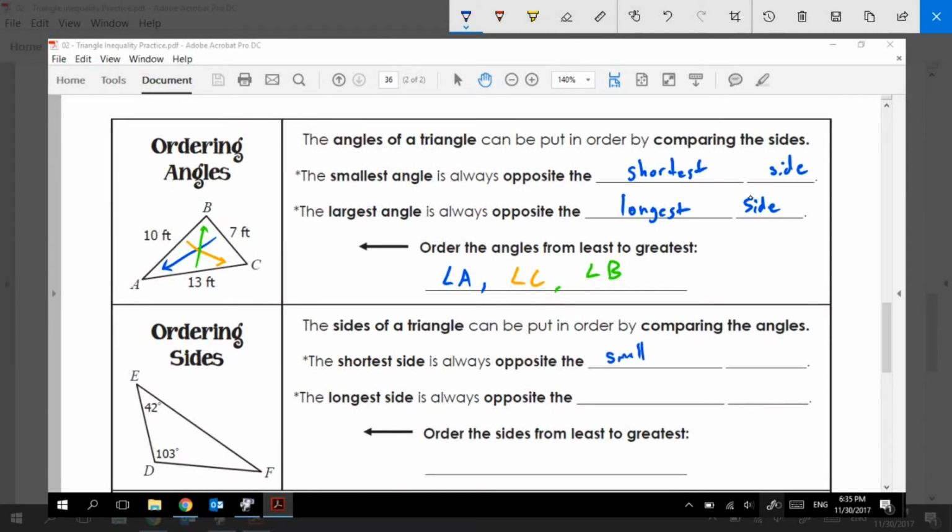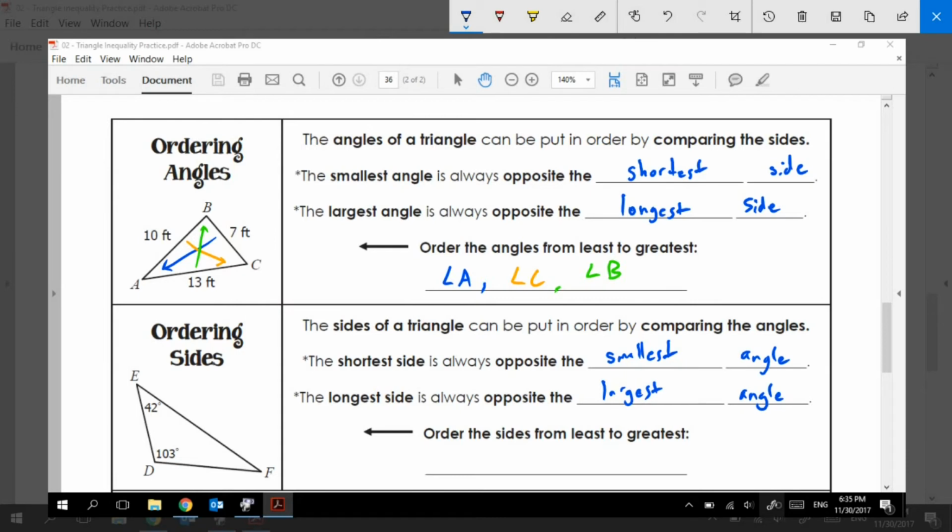My goodness, that's crazy, isn't it? Smallest angle. And the longest side will always be opposite the largest angle. Yeah. Woo, math. Largest angle. So now we're going to order the sides from least to greatest.